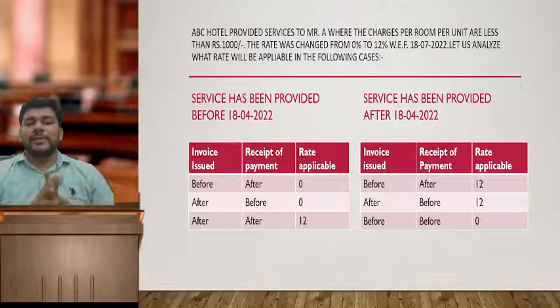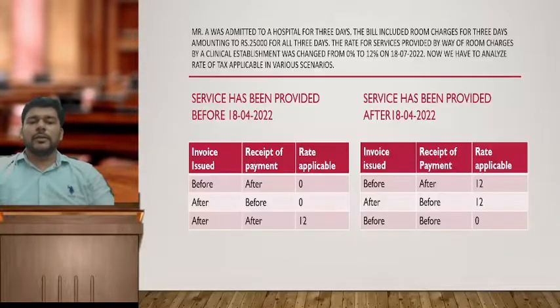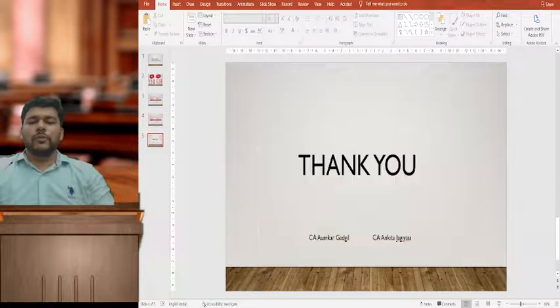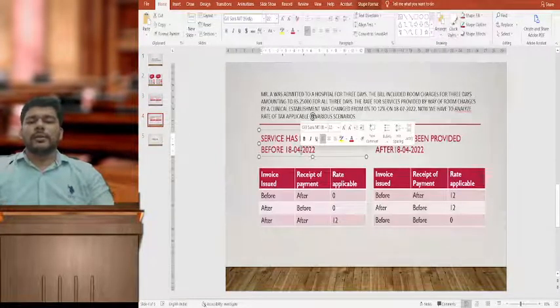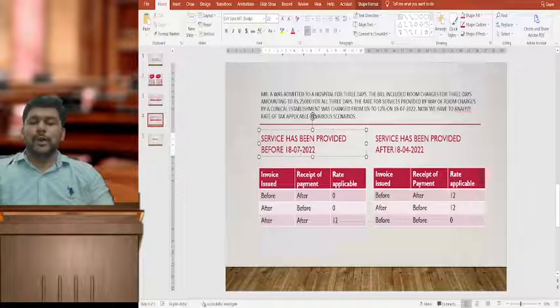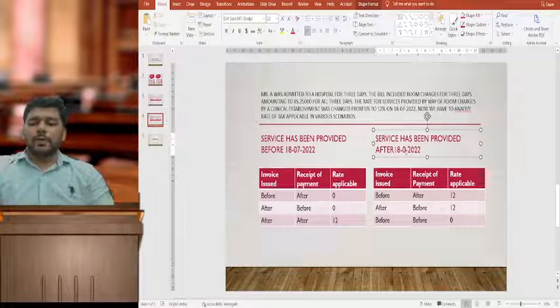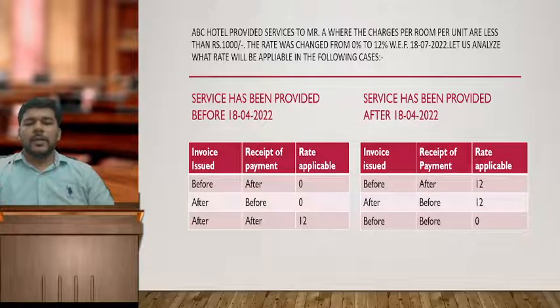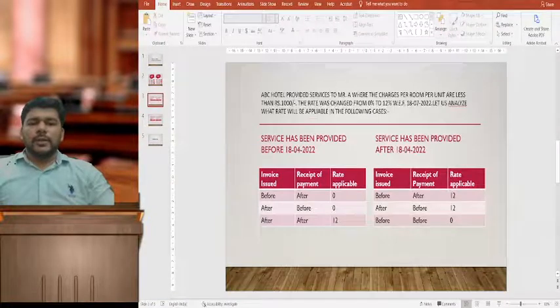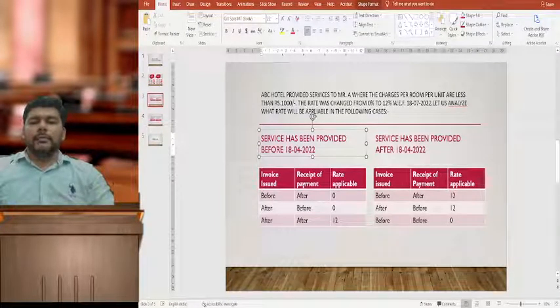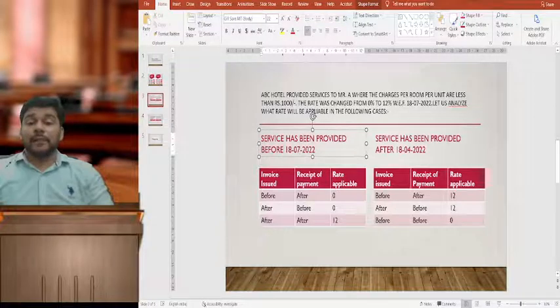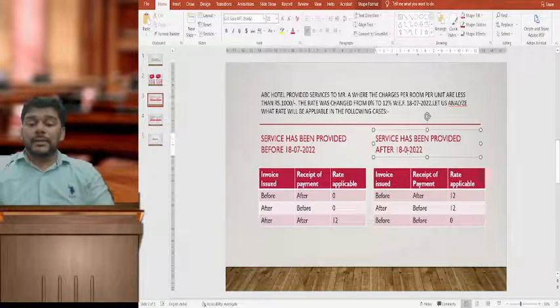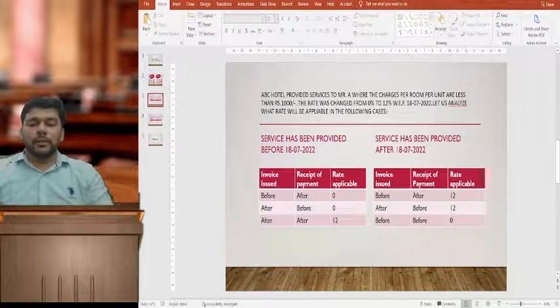Now, first we'll see if the service has been provided prior to the change in effective rate of tax. Over here, the date should effectively be the 18th of July. Over here, if the service has been provided before 18th of July, and if the service has been provided after 18th of July, we'll just try to analyze in this regard. So if the services are being provided before the change in effective rate of tax, that means my supply transaction has been completed before the change in effective rate of tax.